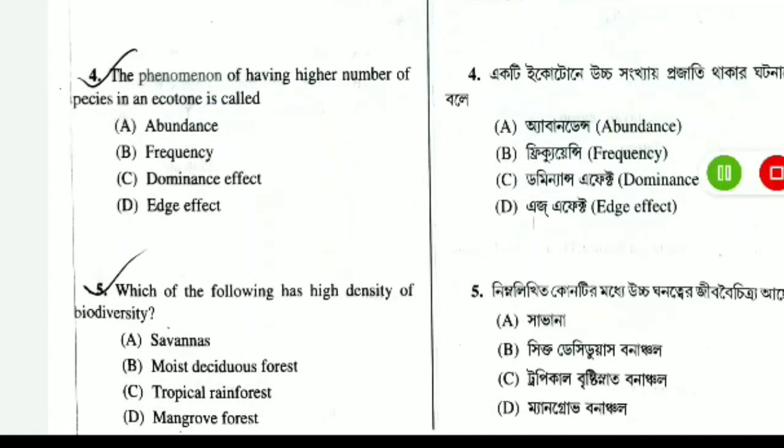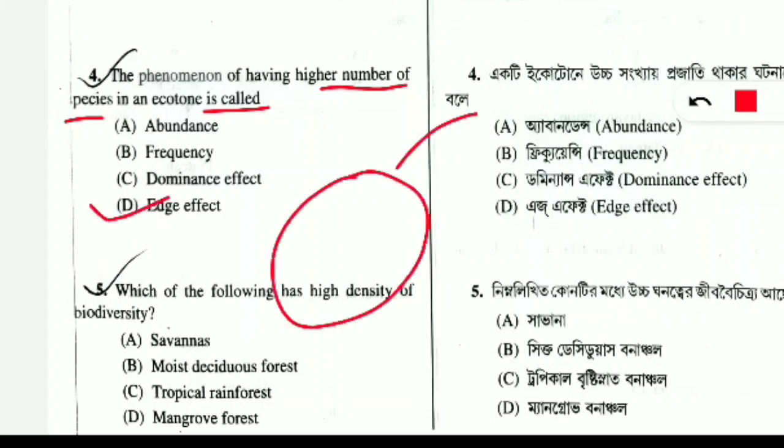Question number 4. The phenomenon of having a higher number of species in an ecotone is called what? I'll suggest that if you are holding your mobile in the vertical position, tilt it to the horizontal landscape position, it will be very easy for you. So here, in the ecotone region, the phenomenon of a higher number of species is called the edge effect. Yes, option D will be correct.